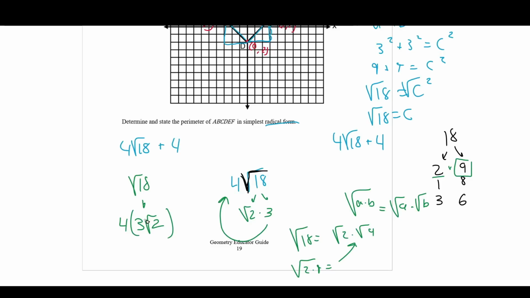Whenever you multiply a radical by a whole number that's not another radical, you end up just sticking it to the outside of it. So there's already a 3 here, so you just do 4 times 3 to get 12 rad 2. So you have 12 rad 2 plus 4, and that's going to equal your perimeter.